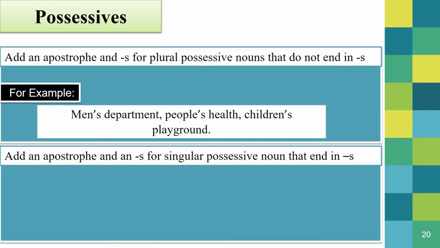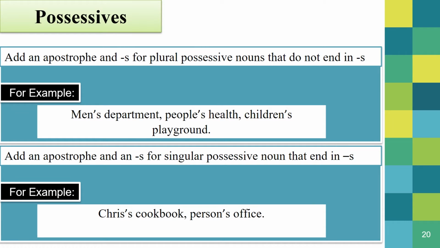Fourthly, add an apostrophe and an s for singular possessive nouns that end in s. For example, person's office. These were the different uses of the apostrophe sign, but do not use an apostrophe with possessive personal pronouns like yours, hers, its, and so on.